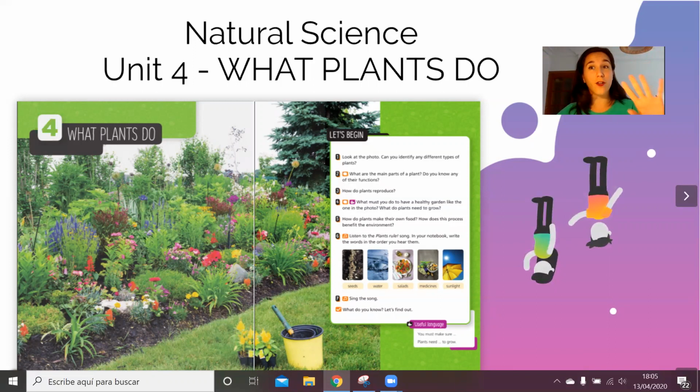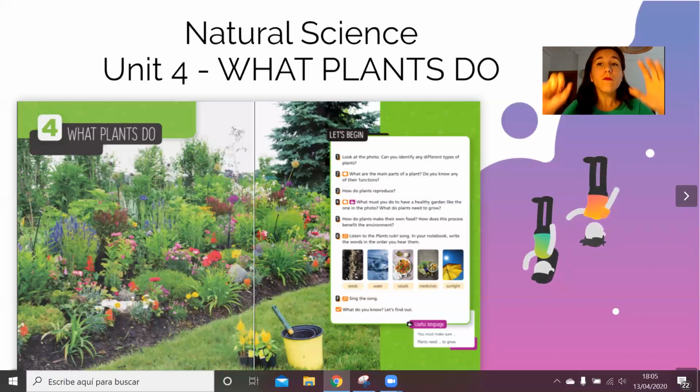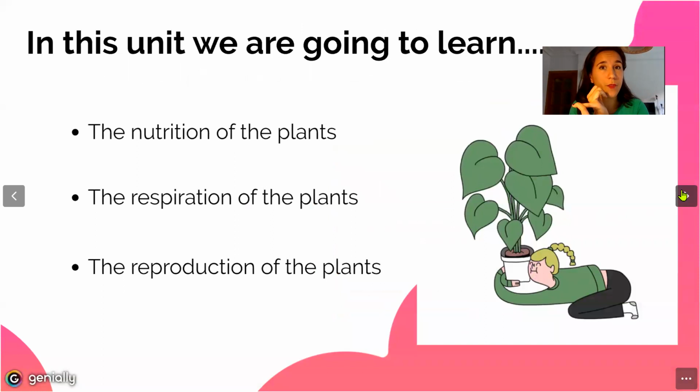If you see in this picture, there is a super nice garden with many, many flowers and many plants. We are going to learn about plants, but what are we going to learn about the plants? In this unit, we are going to learn the nutrition of the plants, what the plants eat, the respiration of the plants, and the reproduction of the plants. Nutrition, respiration, and reproduction. Three things. The reproduction of the plants is a bit different from the animals and the humans, so be careful, but you already know this.